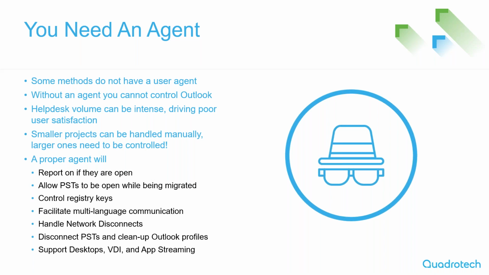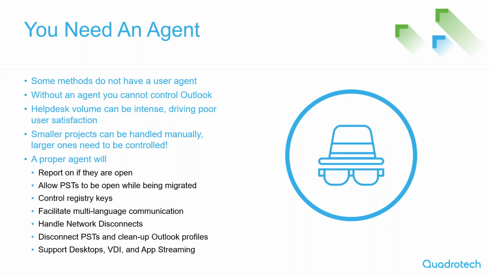If you're using a checklist while looking for a solution, this is what a proper agent will do. It'll report on whether the file is open and in use, which is a really good indicator that the file is in use by that person. So we talk about ownership, that's probably a good indicator. We want to ensure that PSTs can be open while they're being migrated, so that if it's a 50 gig file, the user is able to access that data while it's being migrated.